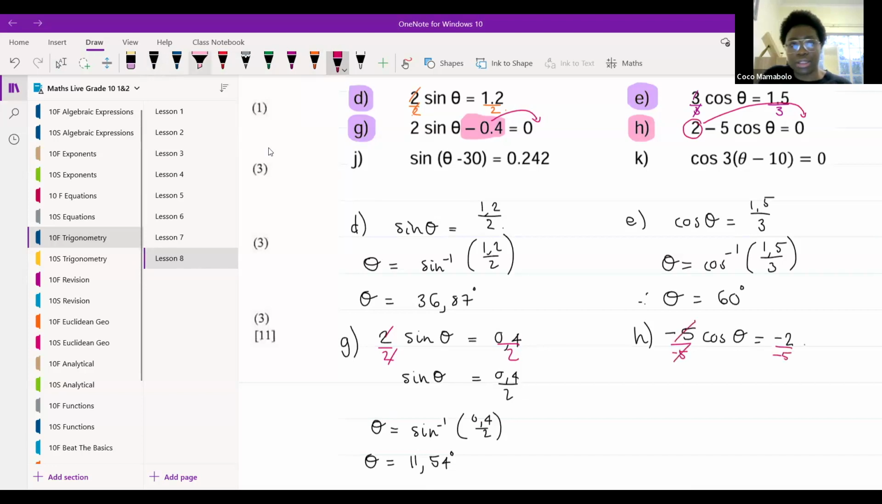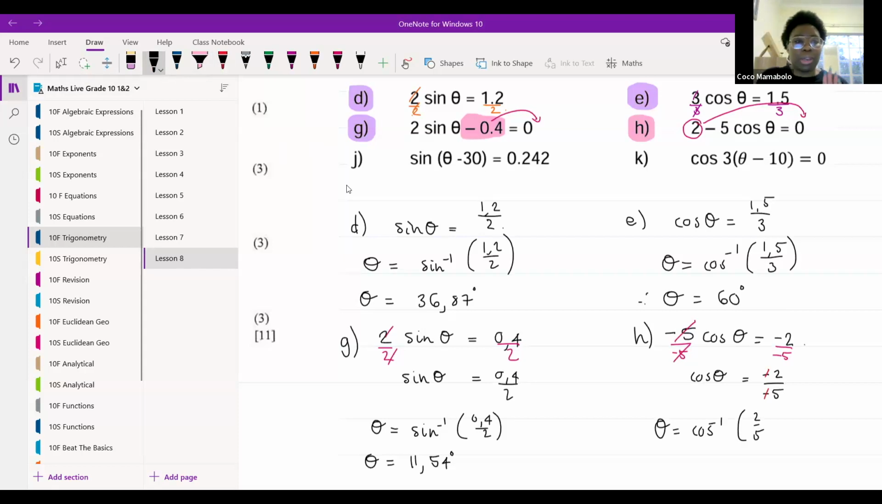And those 2 will cancel. That then leaves me with cos of theta is equal to -2 over -5. But now I know that a negative divided by a negative is just going to give us a positive. So this is actually 2 over 5. So when I go look for theta, theta is going to be arc cos of 2 over 5.